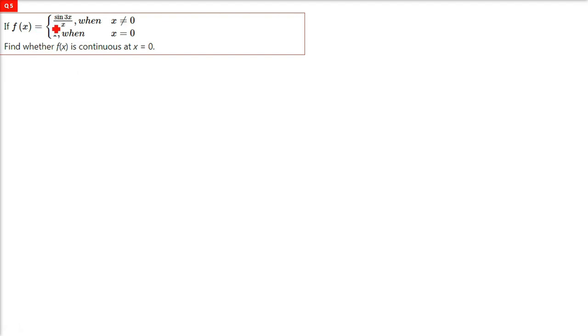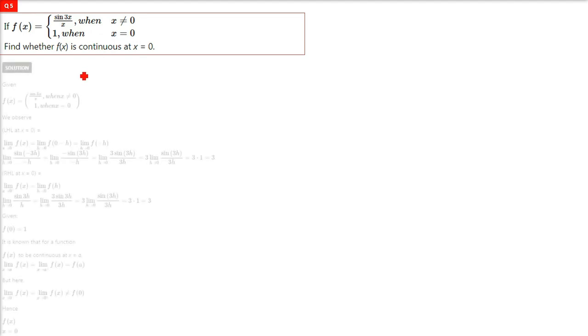So this f(x) is now sin 3x by x when x is not equal to 0, and it is 1 when x is equal to 0. So we have to check at x equals 0. Don't worry about the graph of sin 3x by x. We already know the graph of sin x, but sin 3x by x will be different. Okay.